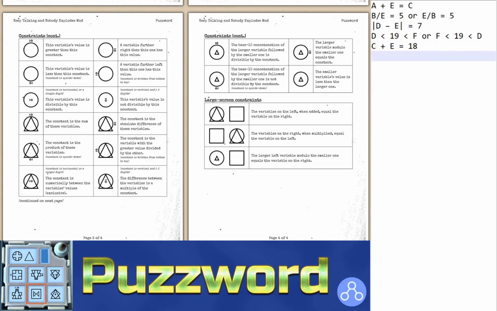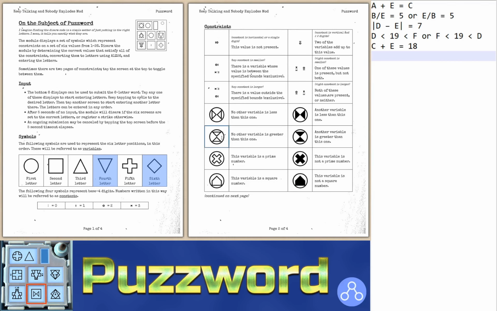Next we have the bow tie symbol. Now we had the hourglass symbol last time, but this time we have this one. This time it means that this variable has the smallest value, and as you can see it's the square, so we're actually looking at Bravo. So Bravo is smallest.